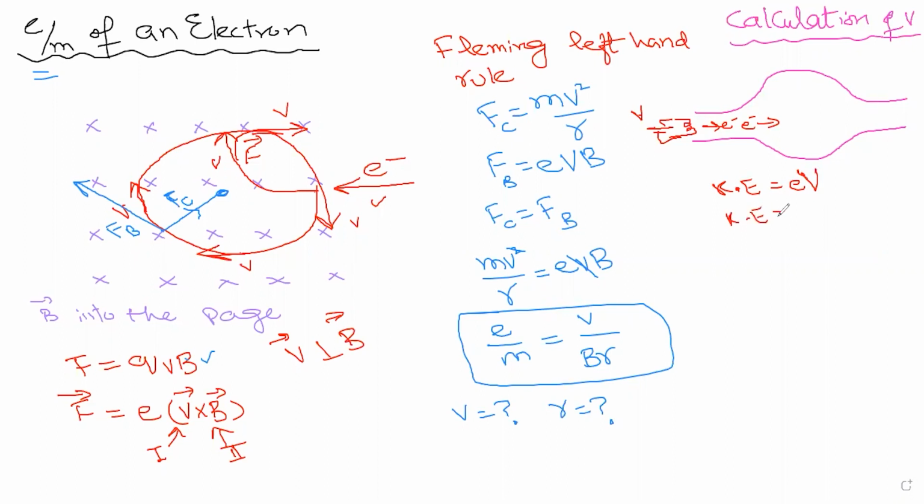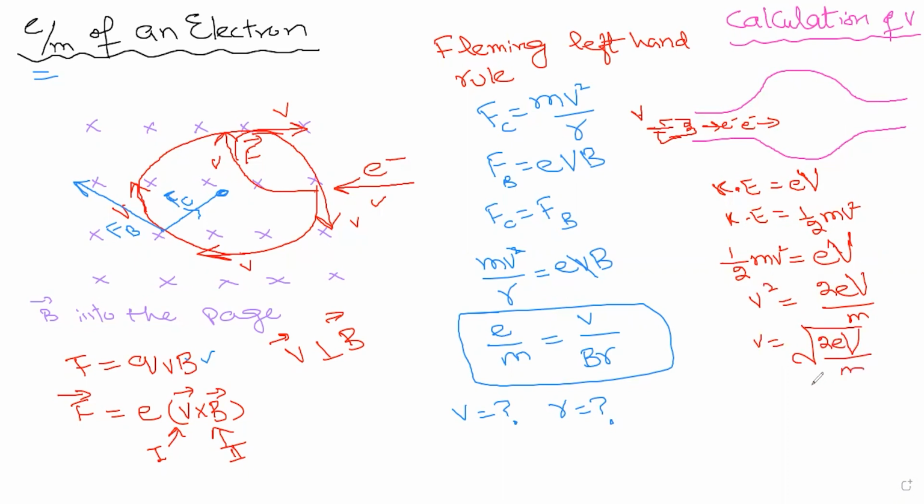The other formula we have for kinetic energy is half mv square. So by comparing both of these formulas, we will get half mv square equals eV. Rearranging it, we will get v square is equal to 2eV upon m. And by simplifying, we get v is equal to under root 2eV upon m.